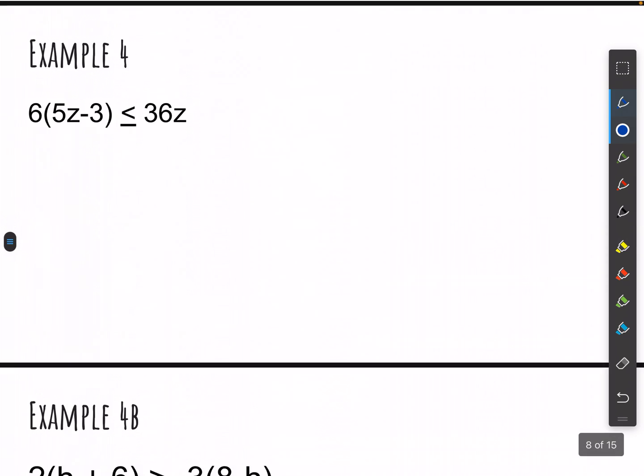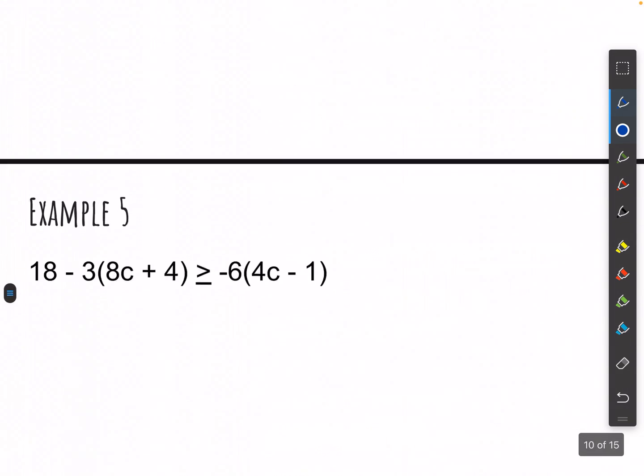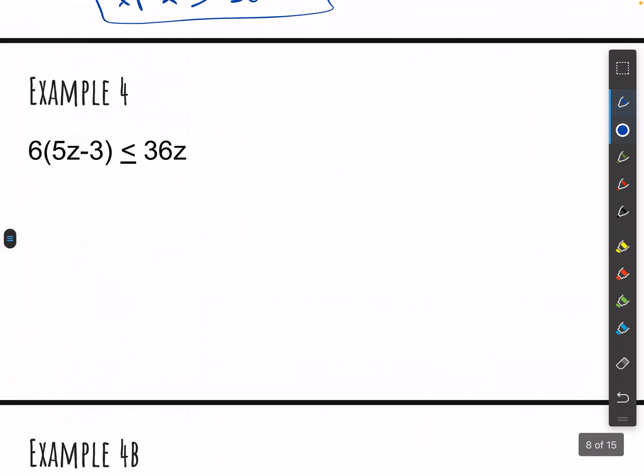Okay, that's example 3. Example 4, so we have 4 and 5 to do here, you guys. For example 4, what we're going to do is just distribute here. That's the only thing that's new.